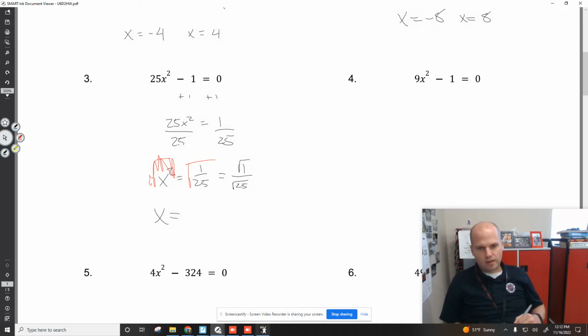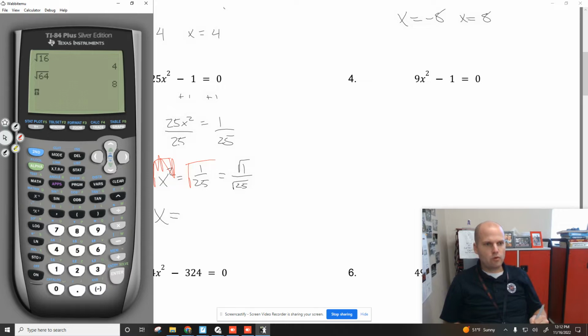Now, let's go to our calculator. The square root of 1, okay, that's just going to be 1. The square root of 25 is just going to be 5. If this was a decimal, I would need to simplify it, but it's not. I need a plus or minus because I'm using a square root to solve an equation. Okay, so I get positive and negative 1/5.